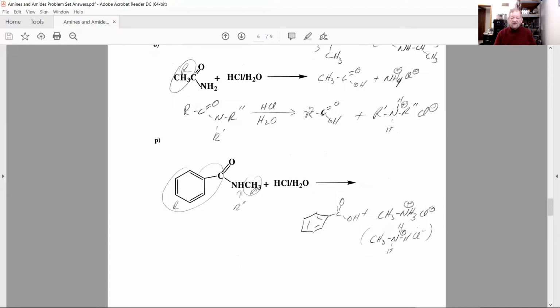A general reaction says you get back the carboxylic acid you would have used to make that amide, and you get back the amine salt of the amine you would have used to make that amide. Why? Because as soon as you make the amine from this reaction, amines are basic, acid is acid, and the quickest reaction in all of chemistry in nature is an acid-base neutralization, which is why you get the amine salt.